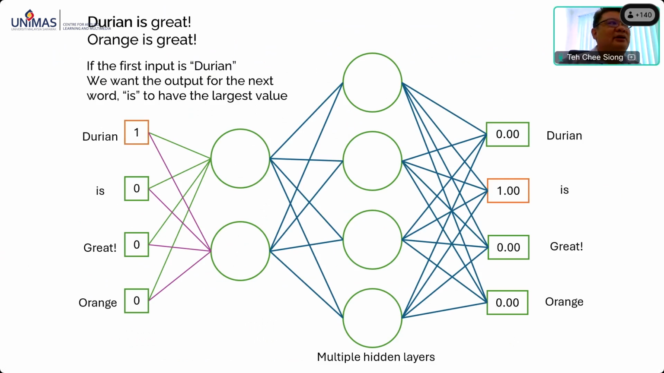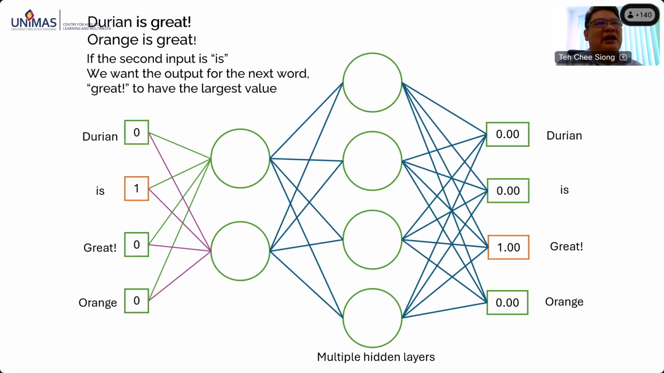So what we can do here is we put the first input as durian. We use this as our input, and the expected output is, because our word is durian, the expected next word will be is, isn't it? So we have the input, we have the expected output. So what can we do? We can train the network. Then again, after that, is great.